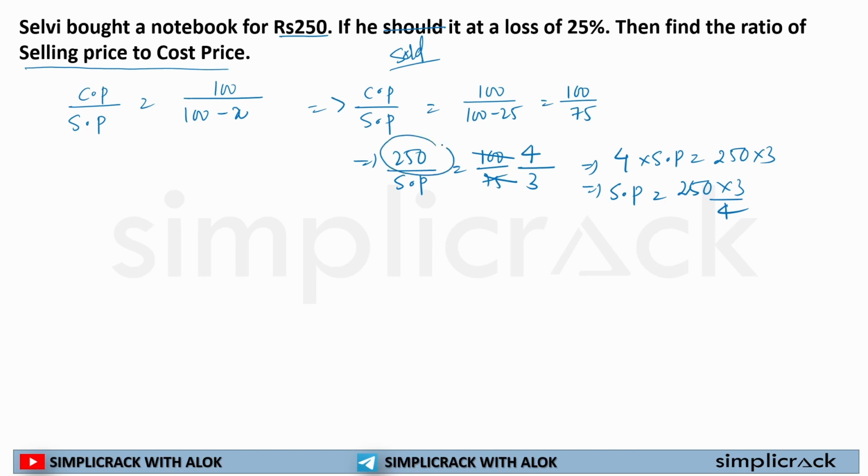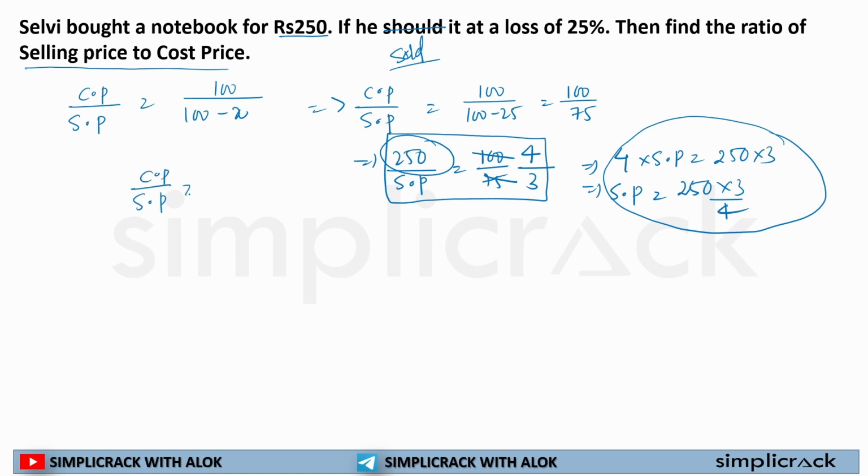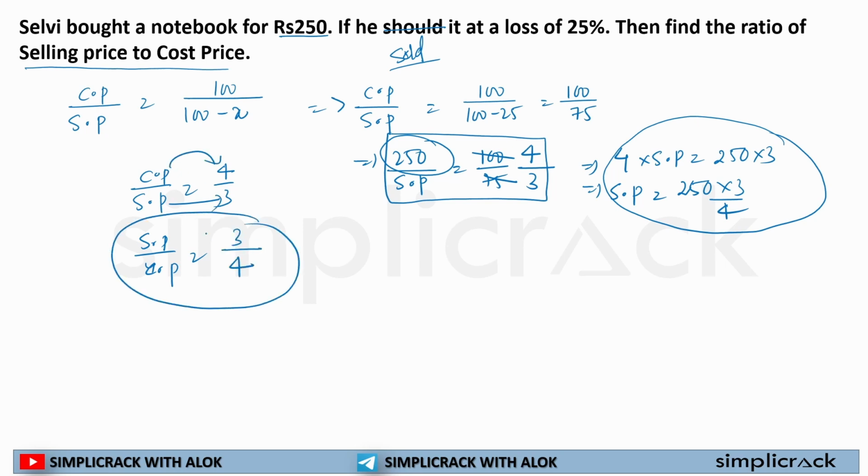If I do not solve this whole thing, will it make an impact? No, it won't make an impact. See, cost price by selling price. Here I have put the value of cost price. So cost price by selling price is 4 by 3. If I reverse it and write selling price by cost price, selling price is 3, cost price is 4, so it will be 3 by 4.